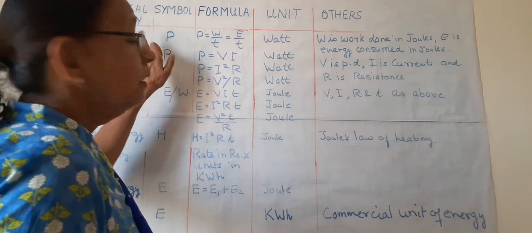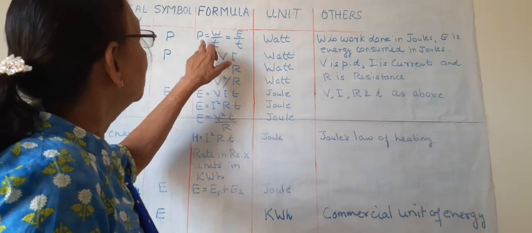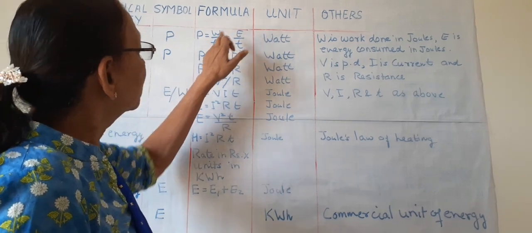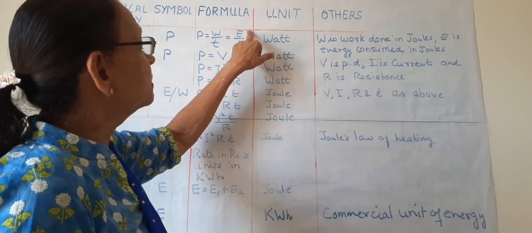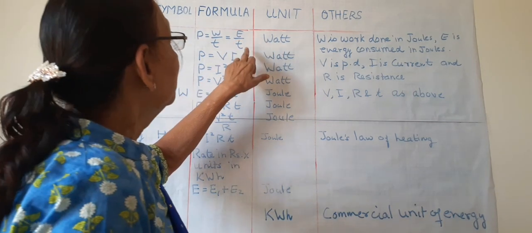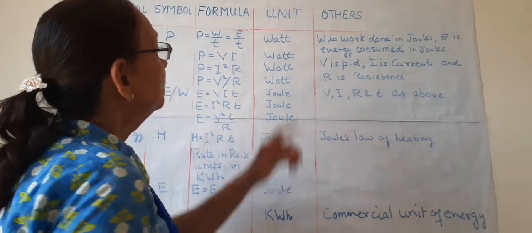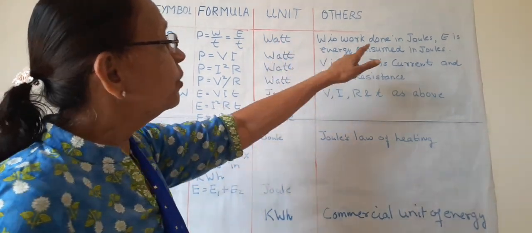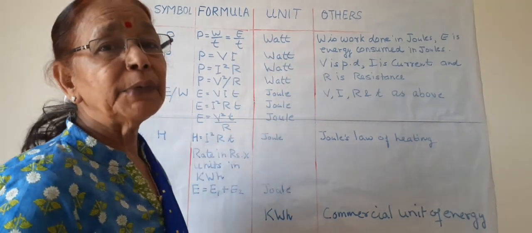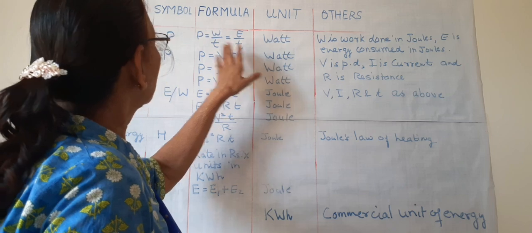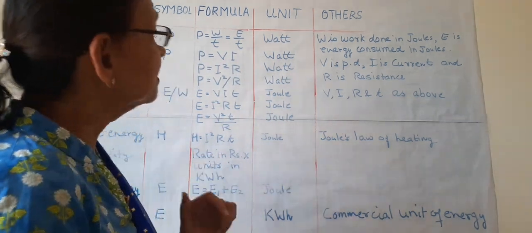Next is power. The symbol is P. The formula is power is equal to work done upon time taken, or the energy consumed or dissipated divided by time taken in seconds. So the unit is watt, W is work done, E is energy, and T is time in seconds. By these formulas we can calculate the power of the system, the electrical circuit.